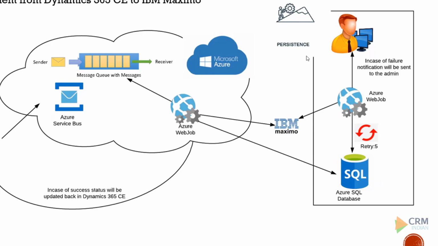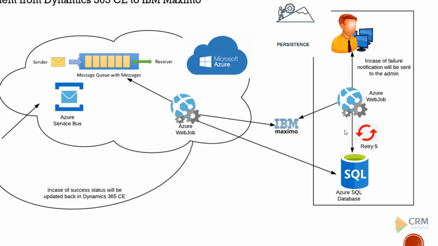For this, we have a separate engine called persistence. With the help of this persistence, we handle the complete error mechanism. The Azure web job tries to fetch the new message from the queue and create it in the IBM Maximo tool. Sometimes the IBM Maximo tool might be down, or there might be an internet connection failure. In that case, whenever it fails, we persist that record into an Azure SQL database. From the web job, in the catch block, we persist that record into the Azure SQL database.